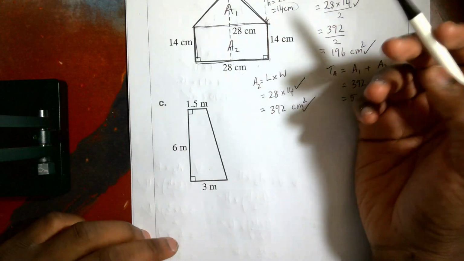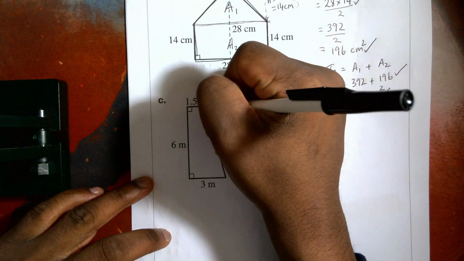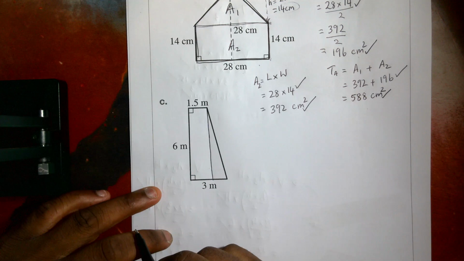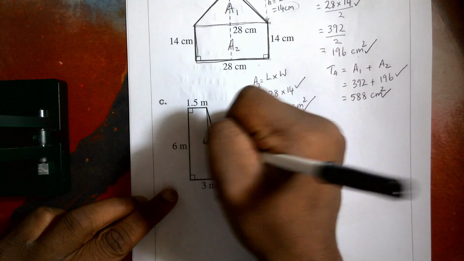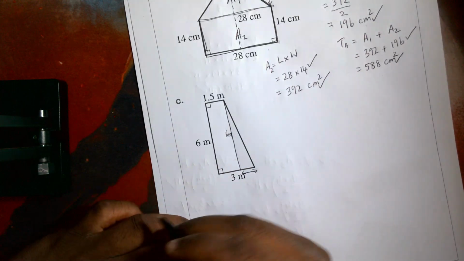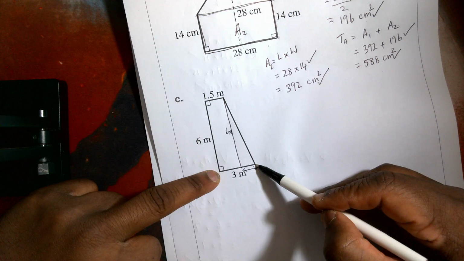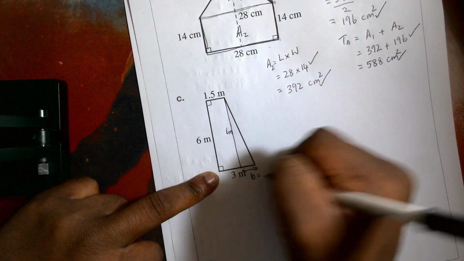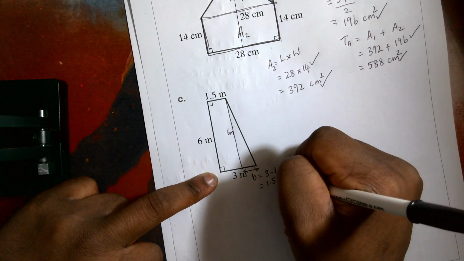For this shape, again, composite shape, I want to break it up into 2 shapes that I already know the formula for. So if I put a line through there, we know if that's 6 meters, this is 6 meters. Here, the base of this triangle is what we don't know. But if this whole distance is 3 meters, and this is 1.5 meters, the base of our triangle is going to be 3 take away 1.5, which is 1.5 meters.